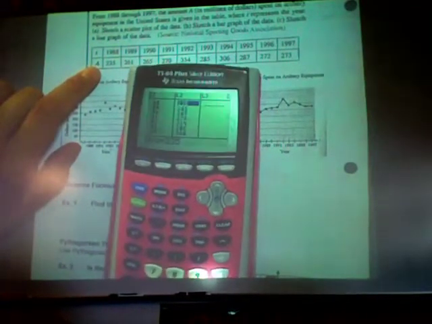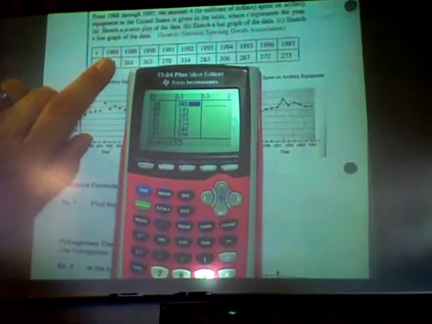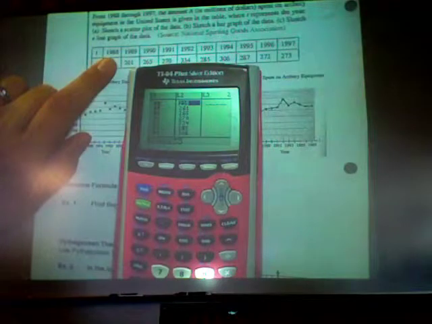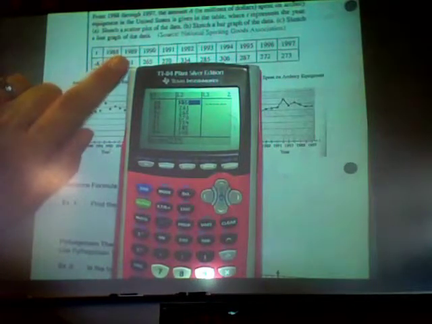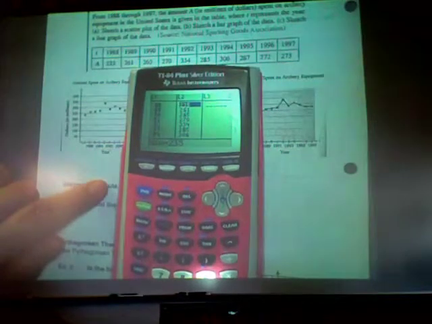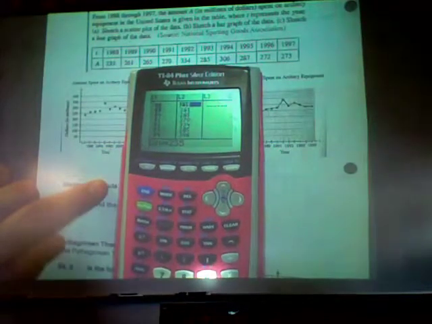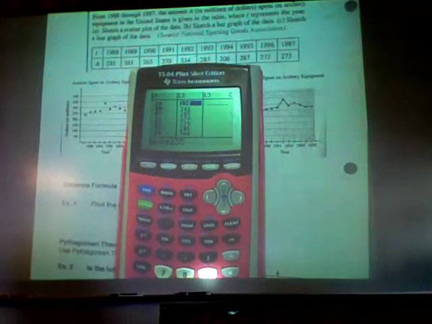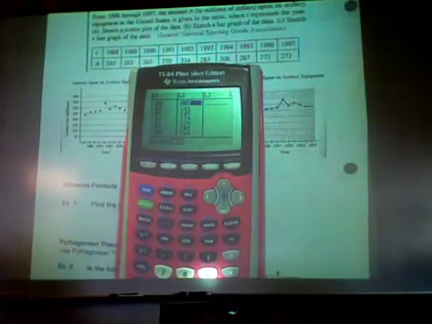I already have in mind, now instead of putting 1988, I just put 88. You don't need to put in the whole year. So I put in 88, 89, 90, and so forth, all the way down until I got to 97. And I did the same thing for A. So those of you who are having issues, you might still be having issues if you can't get your plots to come up.